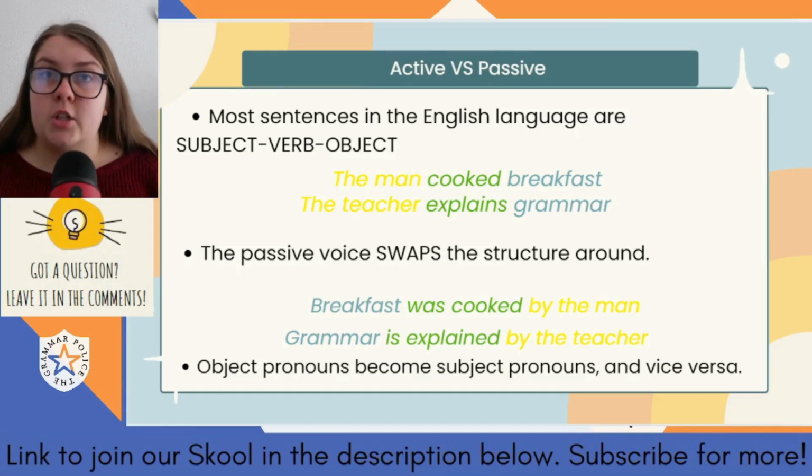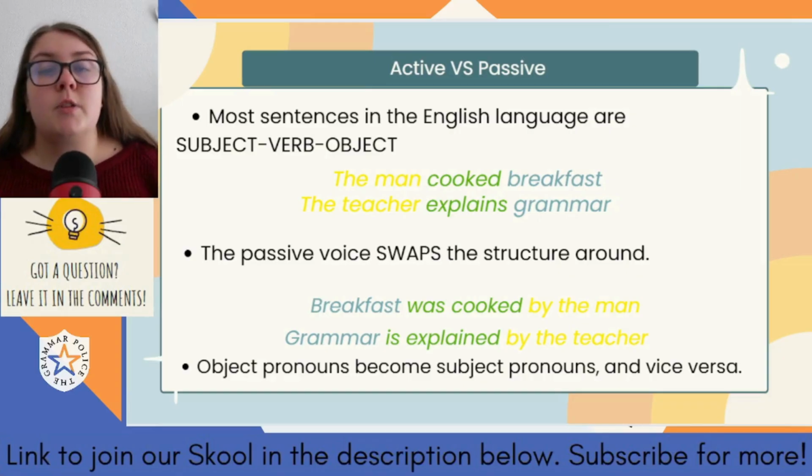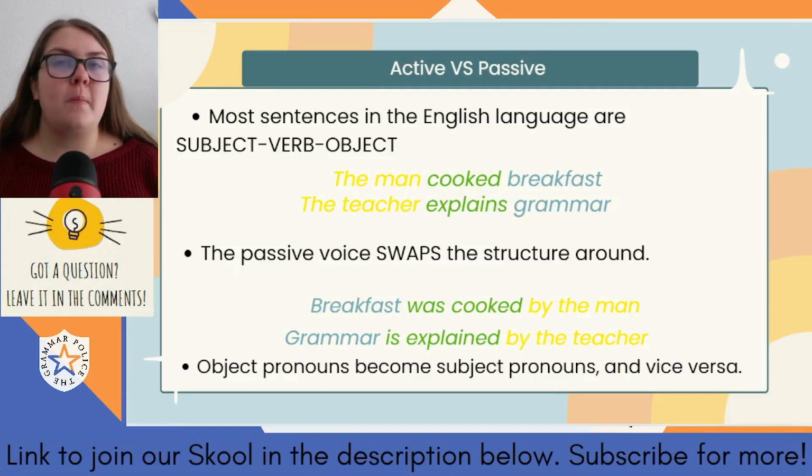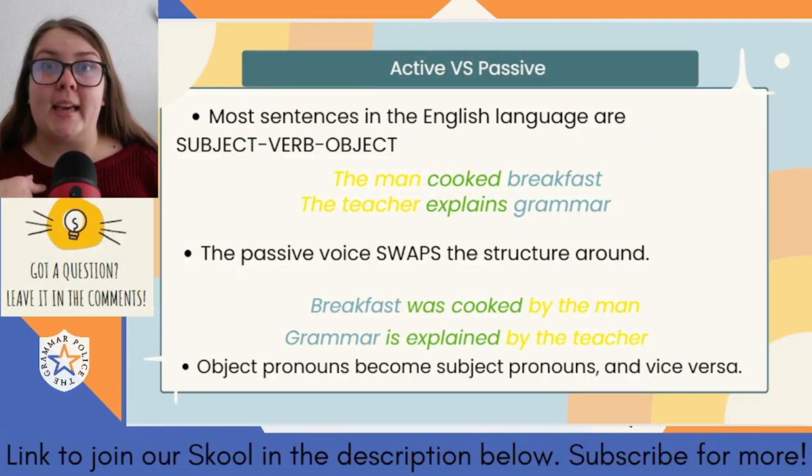Another thing to know is that object pronouns have to become subject pronouns, and subject pronouns become object pronouns. So for example, if it's I stole the necklace, then it would not be the necklace was stolen by I. It would be the necklace was stolen by me, because it has to become an object pronoun. Okay? Let's continue.